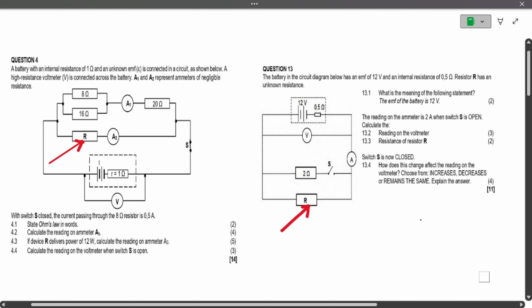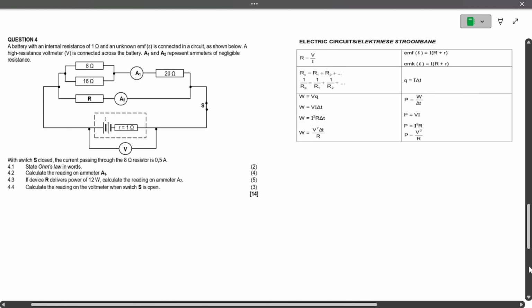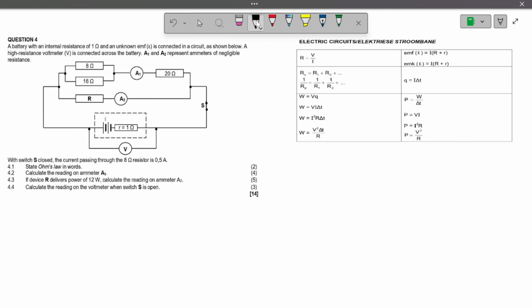So let's go to equation 4. On the right here we see already it is the formula sheet. So let's go through the information. The battery has an internal resistance of 1 ohm and an unknown EMF. So 1 ohm, and the EMF is unknown.